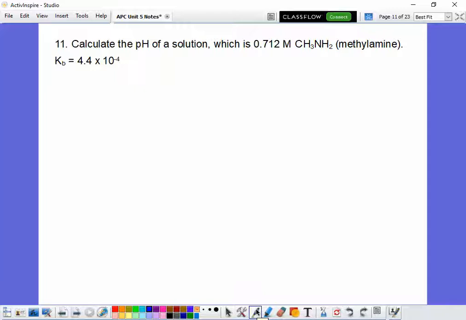So we're going to calculate the pH of a solution, which is 0.712 molar CH3NH2, which the official name of that is methylamine. And we're given the Kb is 4.4 times 10 to the negative 4. So what are we going to have to do? Okay, well, we're going to have to set up a rice table.